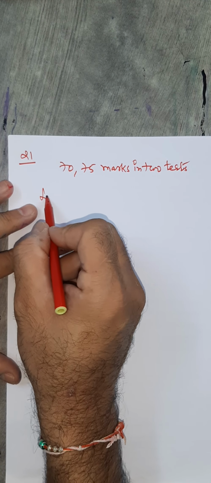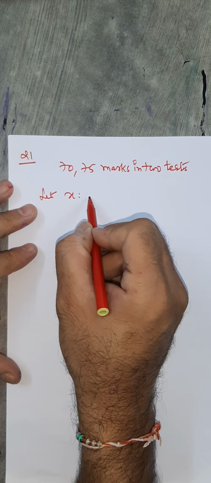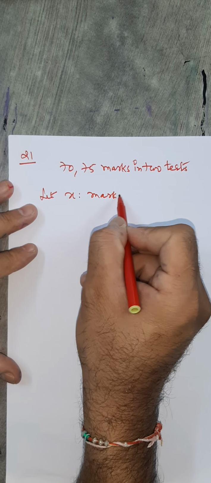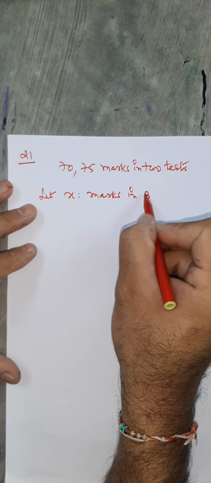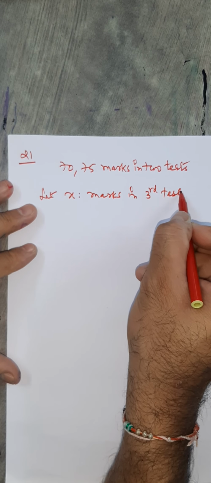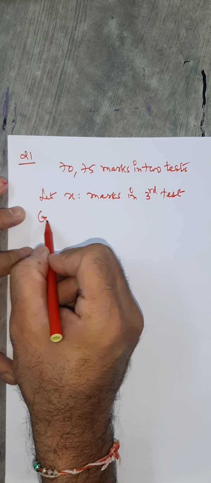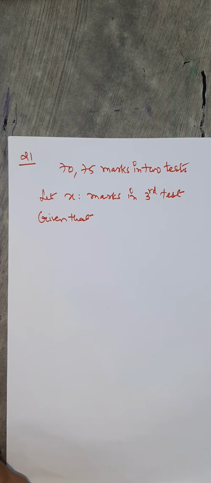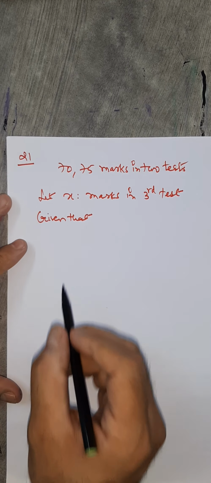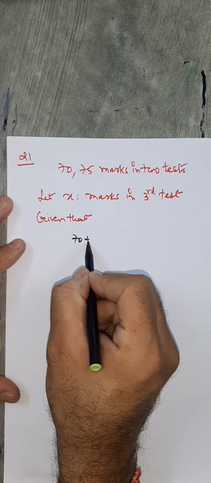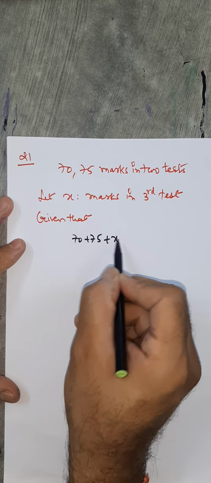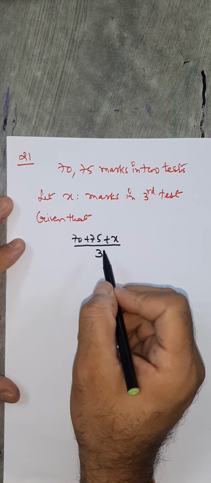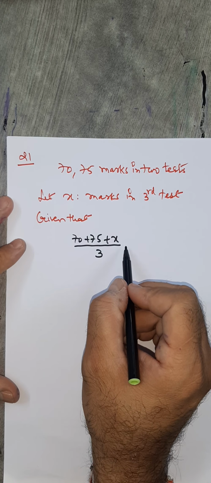So we have to find, we'll take that as x. Let x be marks in the third test. Now what's given to you in the question? Earlier you did such things, but that was about equality. Here you have inequality. What's given? The average of these three. So you find the average. That's 70 plus 75 plus x by 3. Average should be at least 60.